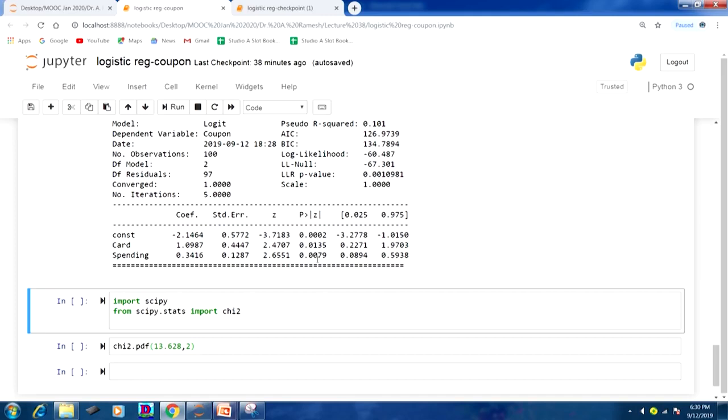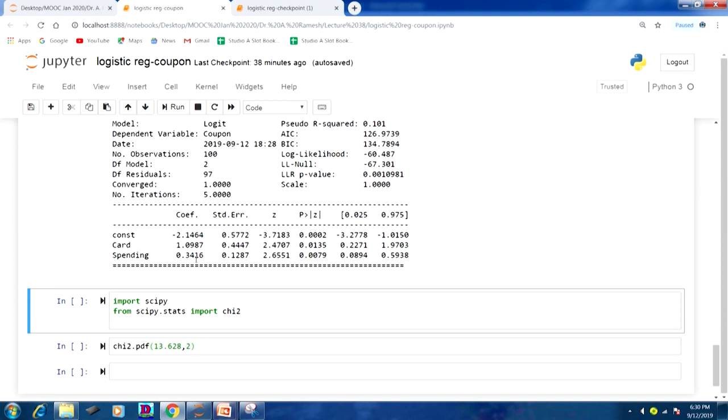Suppose you want to interpret this model with the help of the odds ratio. When you take e to the power of beta 1, that is e to the power 1.0987, you will get the corresponding odds ratio, used to explain a 1 unit increase. Suppose a person goes from not having the card to having the card, the corresponding effect on the dependent variable can be found out. Spending is a continuous variable. Here also e to the power 0.3416 will give you the odds ratio.